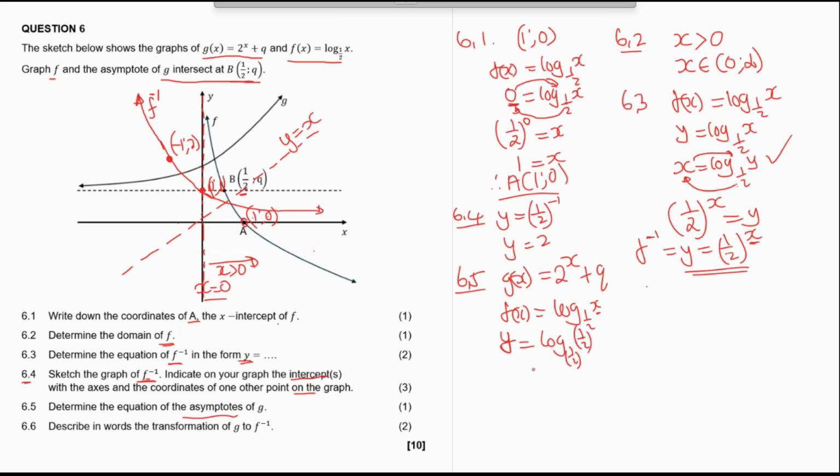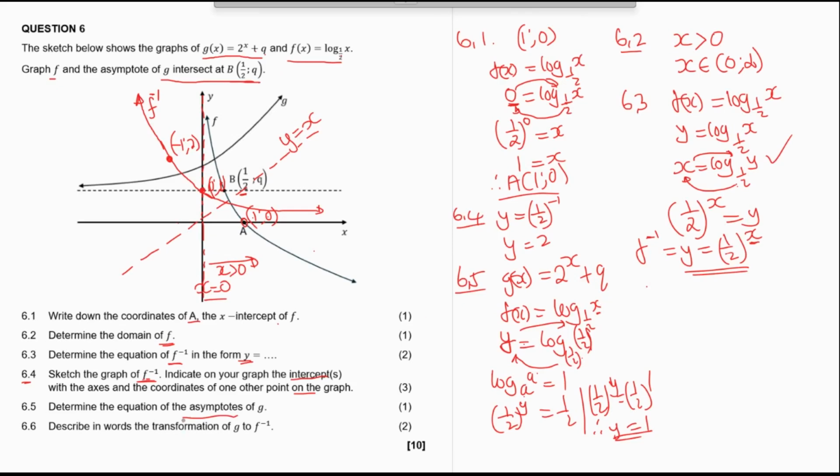In general, log of a to base a is equal to 1, or log of b to base b is equal to 1. If you want, you can change this from exponential form to log form. You can say half to the power of y is equal to half. This is like half to the power of y is equal to half to the power of 1, therefore y is equal to 1. So we're getting the same thing.